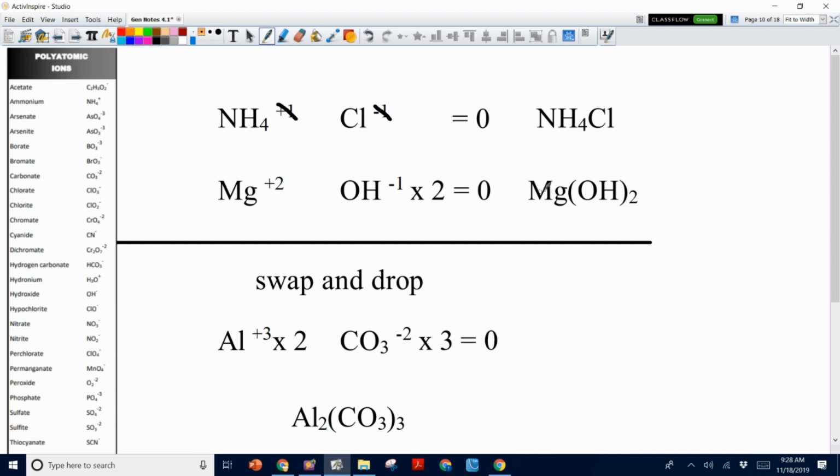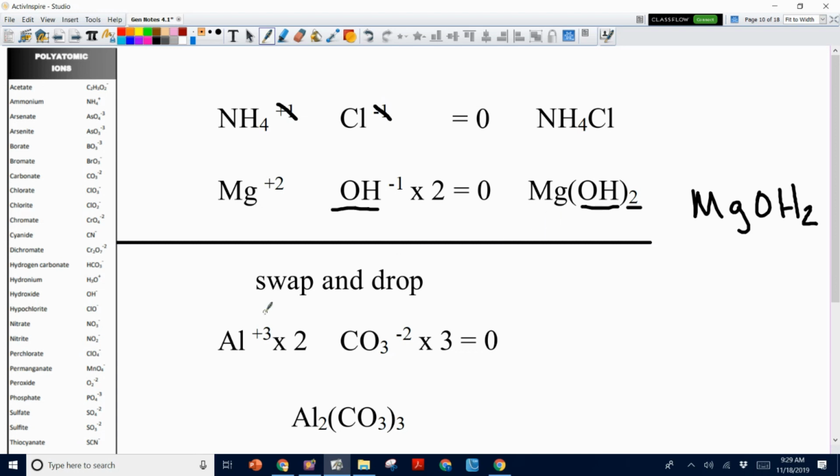So this is where we're going to have to put parentheses around this because it's a polyatomic ion, to show that we need 2 of these polyatomic ions that are OH. We use parentheses around that because if we didn't, it would look like MgOH2, 2 hydrogens, and that's not what we want. We want 2 of this entire thing. So you use parentheses around it.